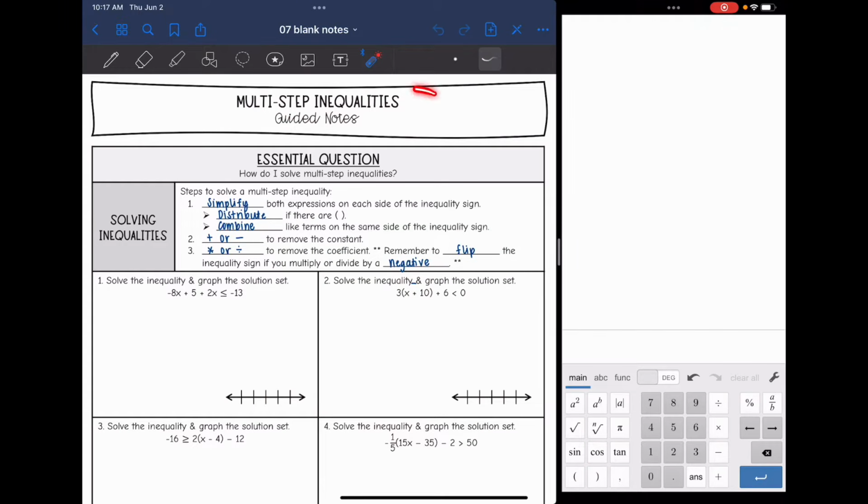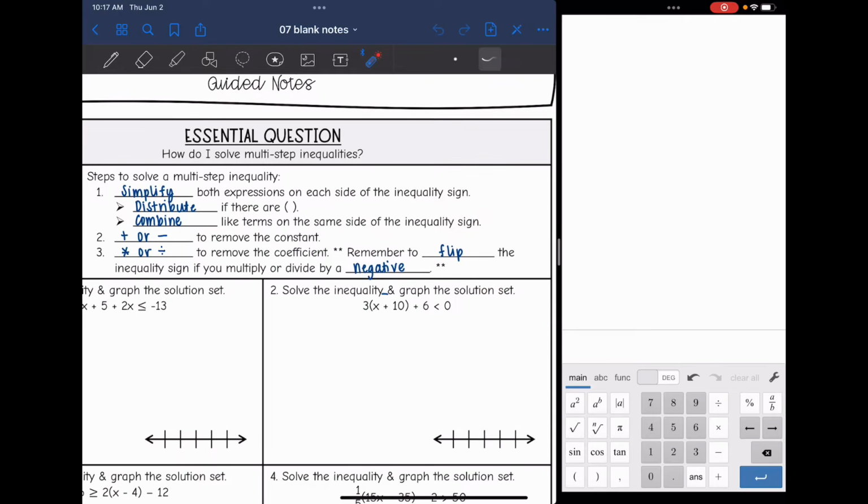Today we're looking at solving multi-step inequalities. We're going to answer the question, how do I solve and graph multi-step inequalities? To solve multi-step inequalities, you are going to use the same steps as you would to solve multi-step equations. We're just going to have one difference at the end.